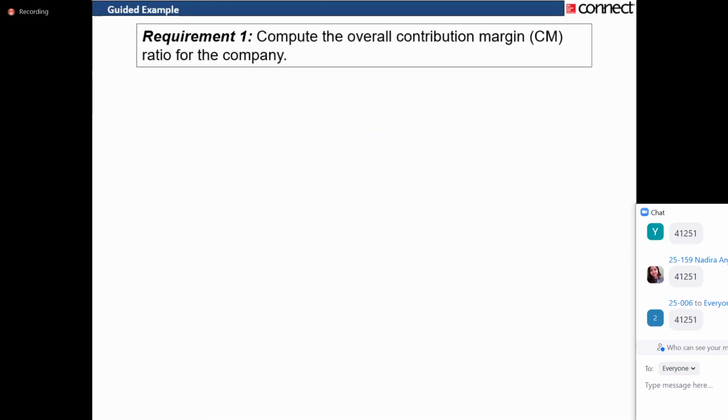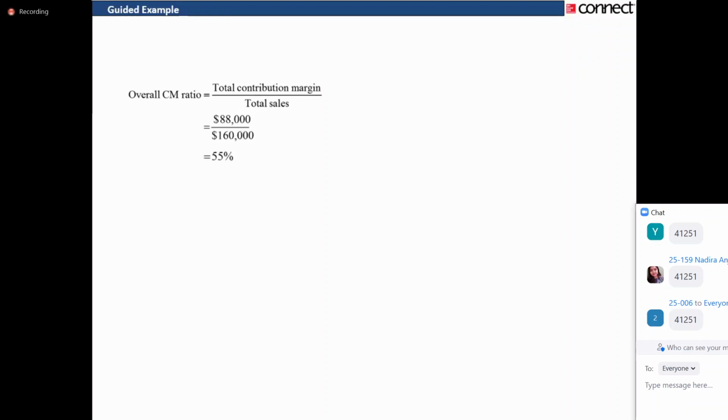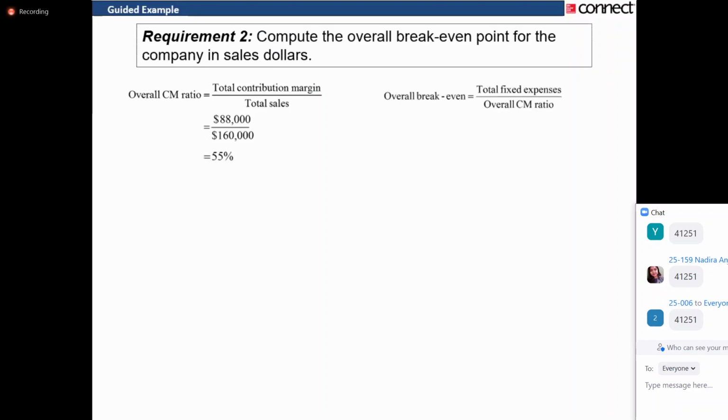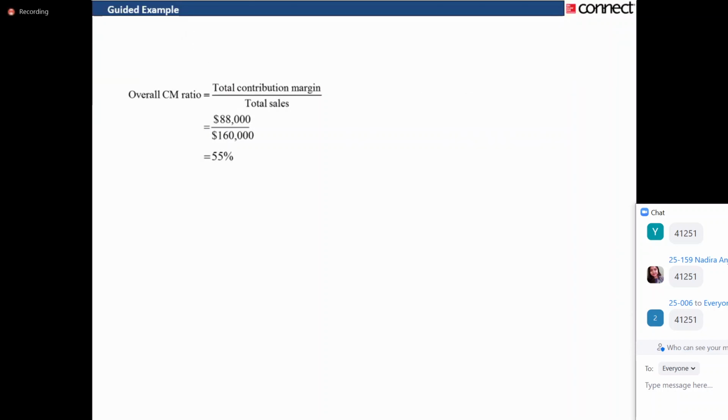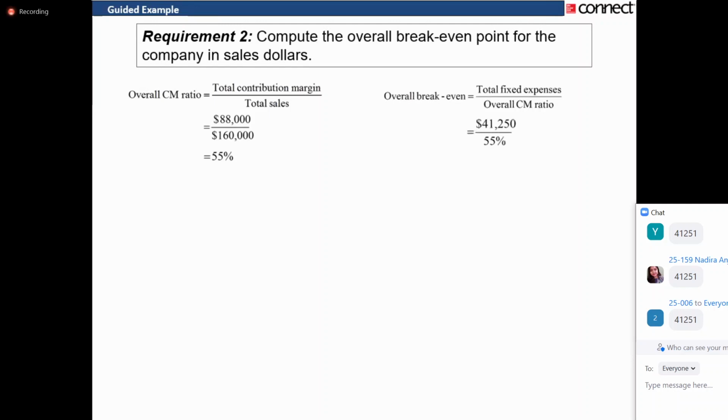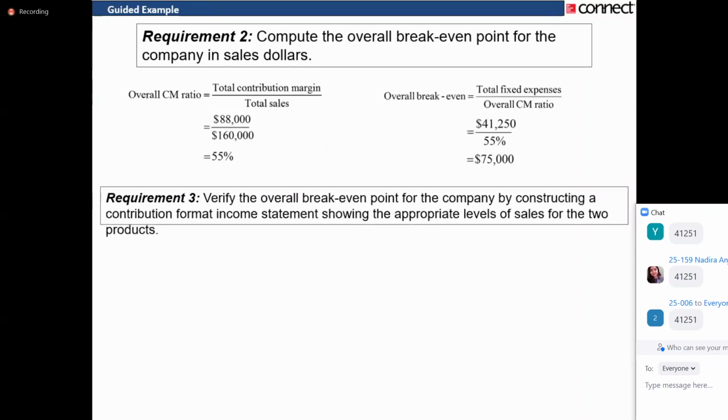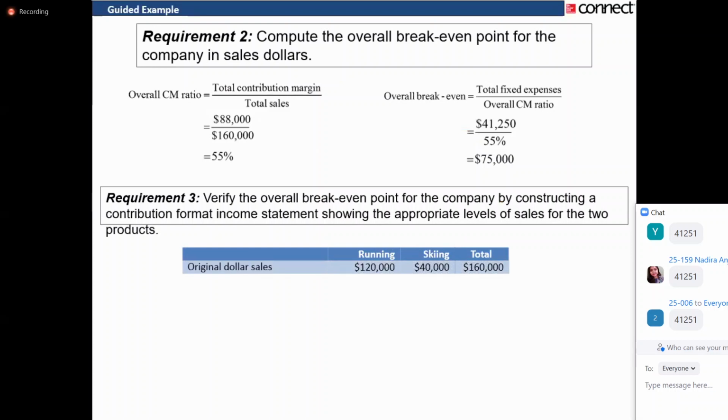Okay, so let's see that we have done it properly. In requirement 1, we solved the overall contribution margin ratio. In requirement 2, we solved the overall break-even of $75,000. And in requirement 3, we have allocated. Before allocation, we saw how much of the sales is coming from running and skiing in the existing sales volume. Then after finding out the 75% and 25%, we applied these percentages to our break-even sales of 75,000.